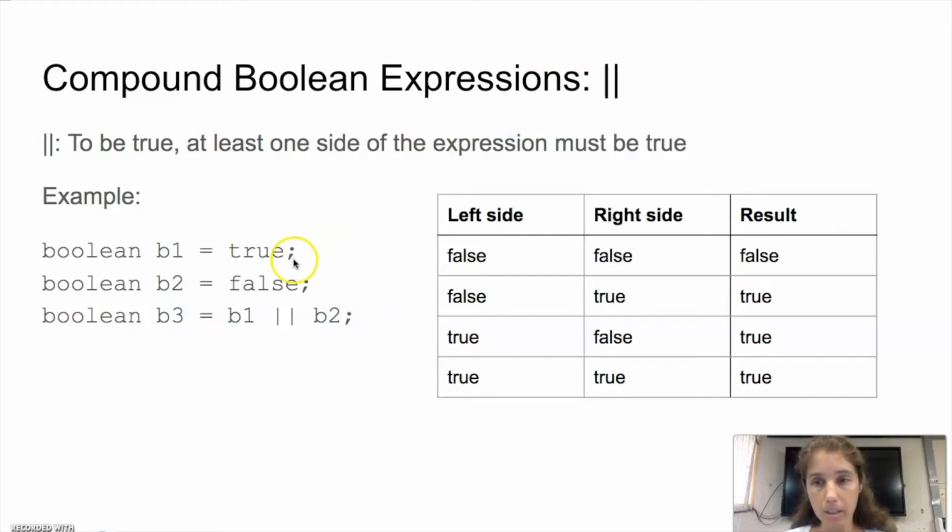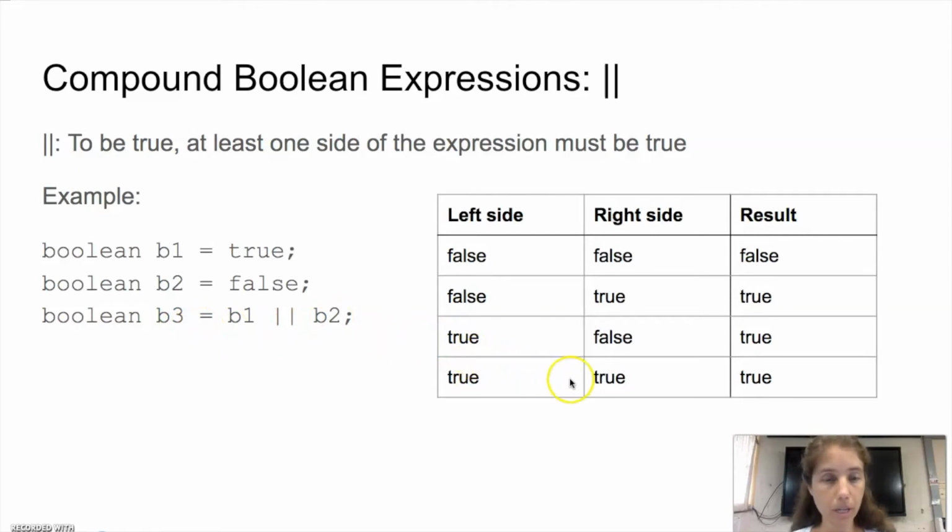So here we have another example. We have our two Boolean variables set to true and false, and then our Boolean B3 gets the value of B1 or B2. So we're going to evaluate this compound Boolean expression that uses our OR operator. And if either the left side or the right side of the compound Boolean expression is true, then the expression will evaluate to true. So in this case, B1 is true. So the entire expression is going to evaluate to true, even though the right-hand side, B2, is false. So B3 is going to get the value true.